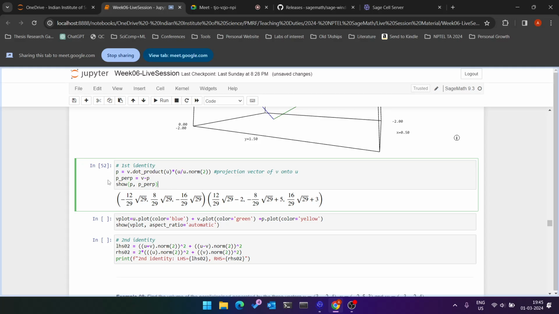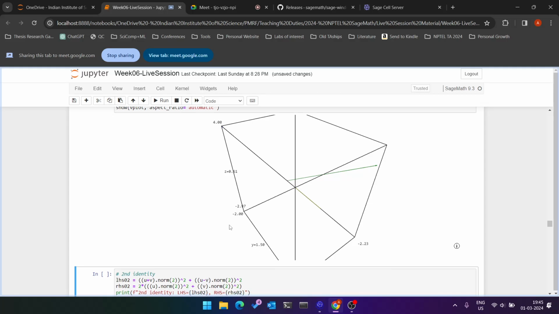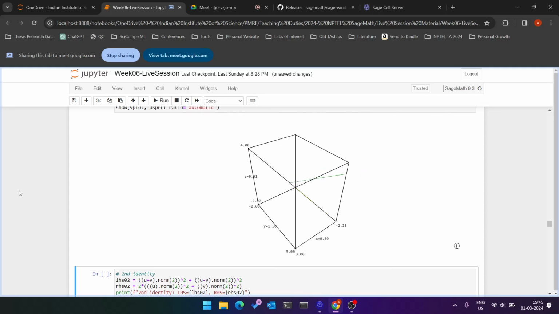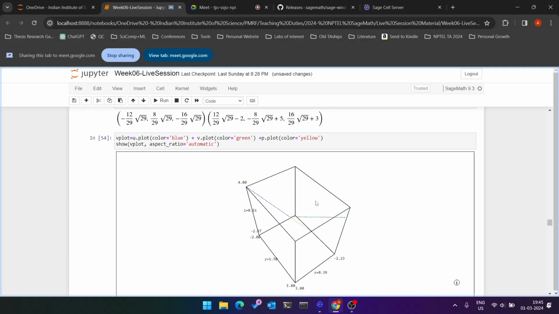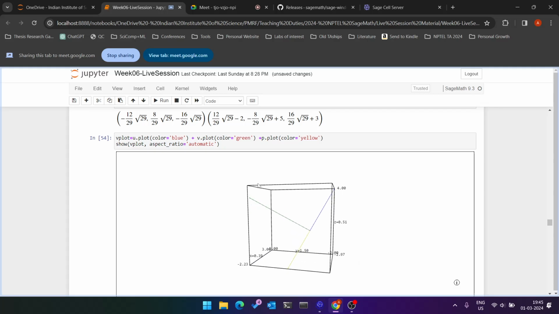We are also calculating the perpendicular vector, which is basically v minus the projection vector p. So this is what we get. If I now plot all the vectors, my projection is yellow, to play around a bit. So this is how it looks like.